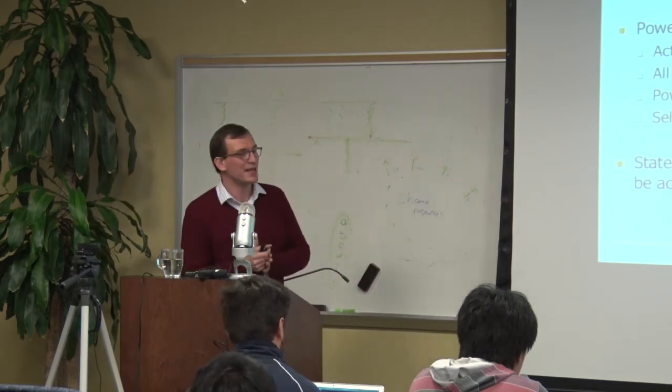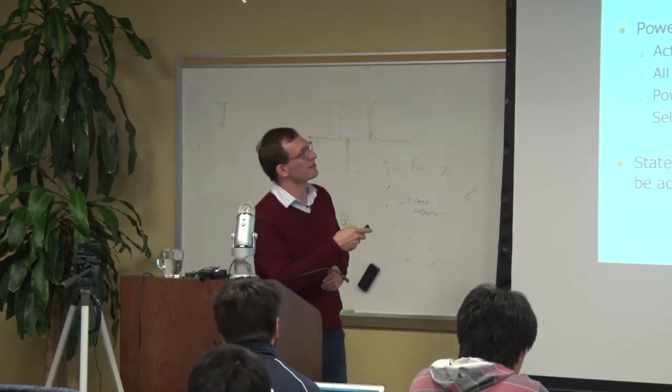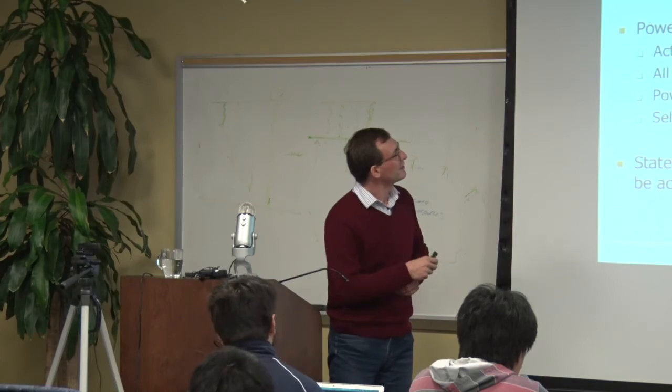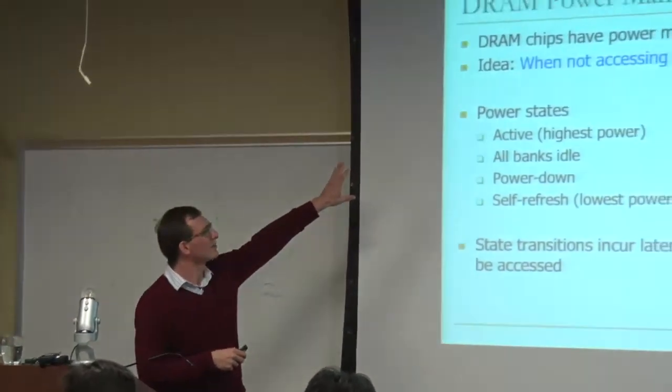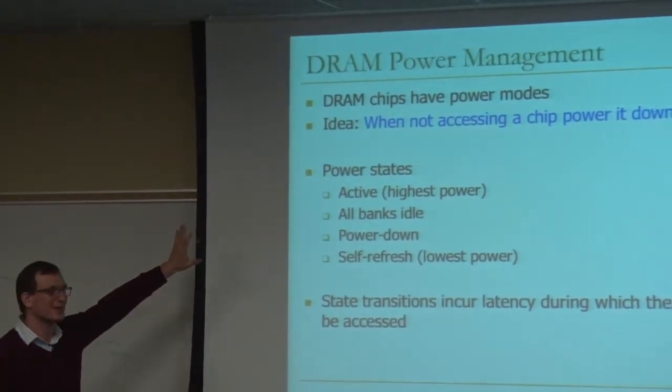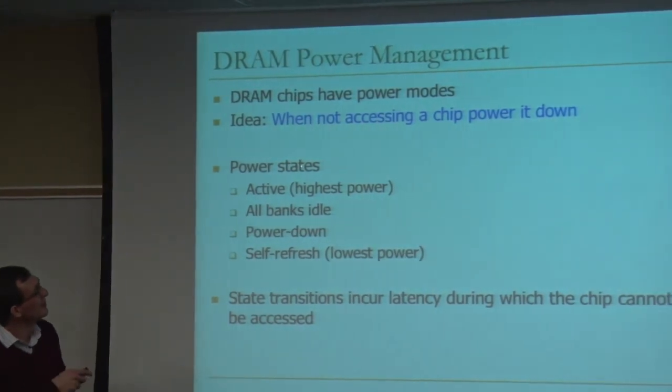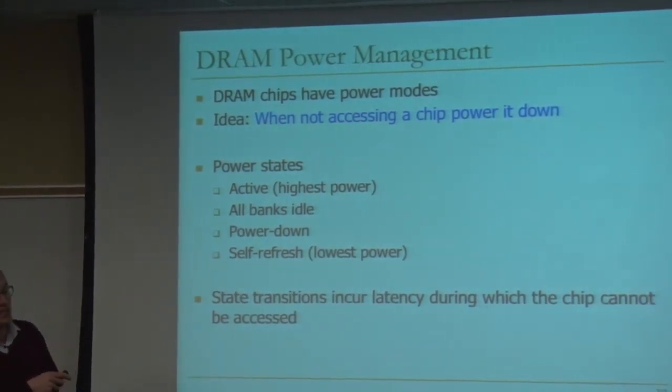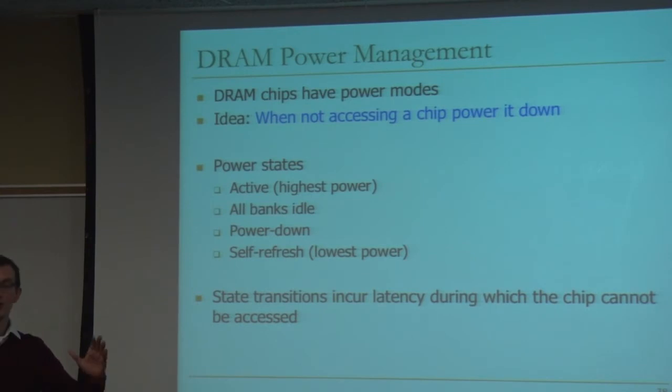One of the things that we have not talked about is DRAM power management. That's one of the duties of the memory controller. Basically, DRAM chips have power modes, and this is the only slide I have on this. You can read more if you would like to. But the idea is, when you're not accessing a chip, power it down. If you know how long you're not going to access a chip, power it down for that duration, right? Wouldn't it be nice to do that?